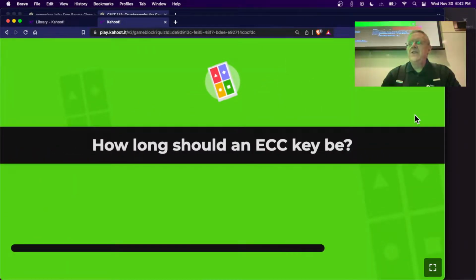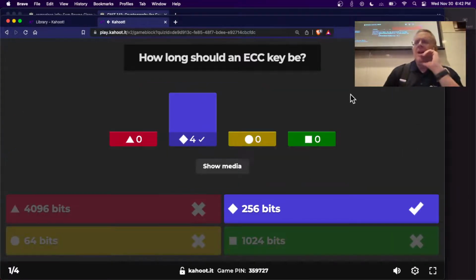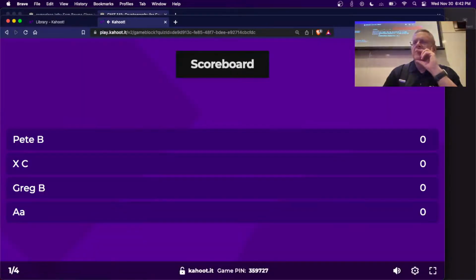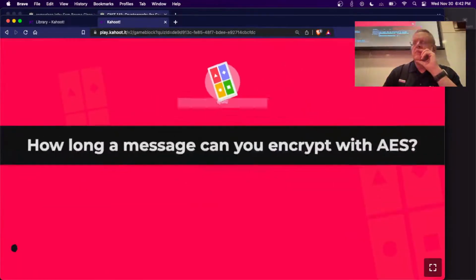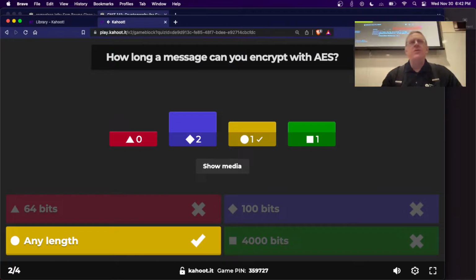All right, so how long should the ECC key be? All right, that's 256. That's right. That's the standard length everybody uses. All right, how long a message can you encrypt with AES? Any length? We've been through this. You go block by block, and you can do cipher block chaining or something. You can have as many blocks as you want. Any length is okay.